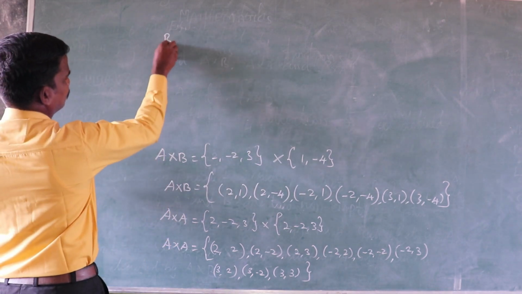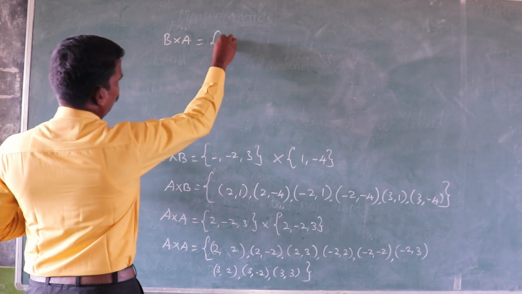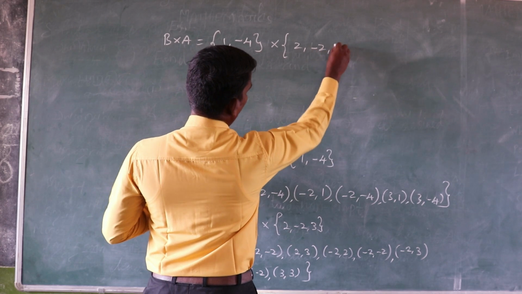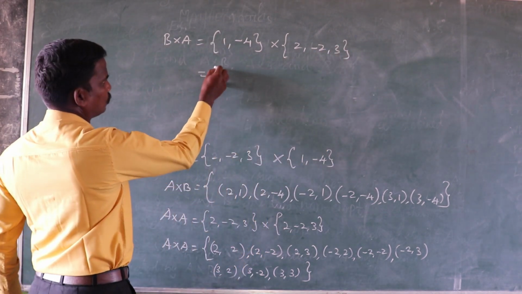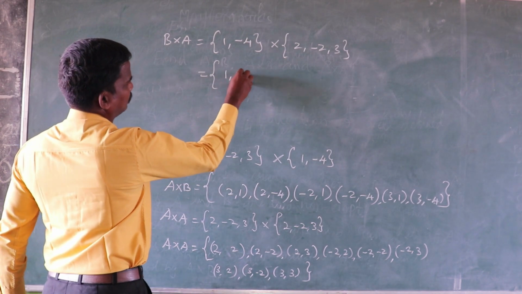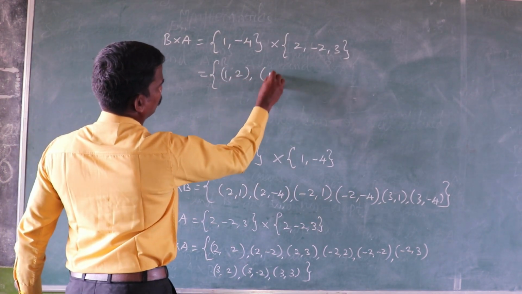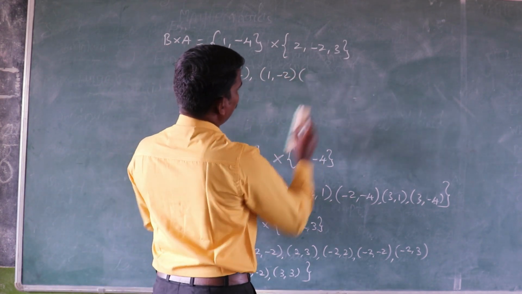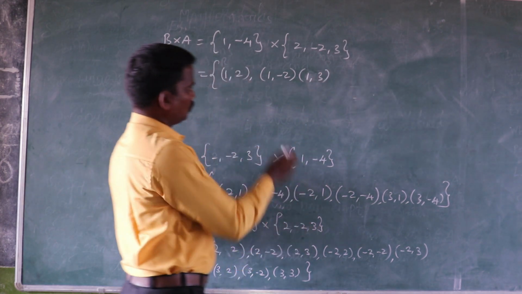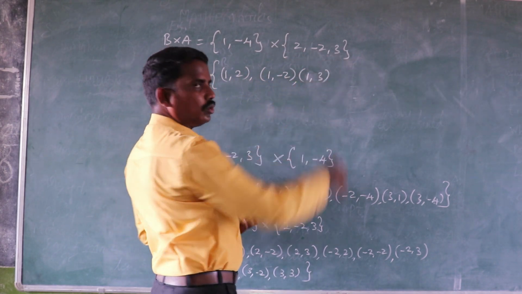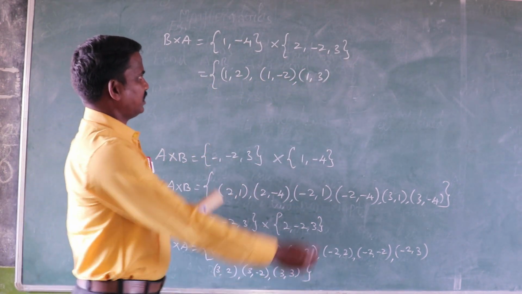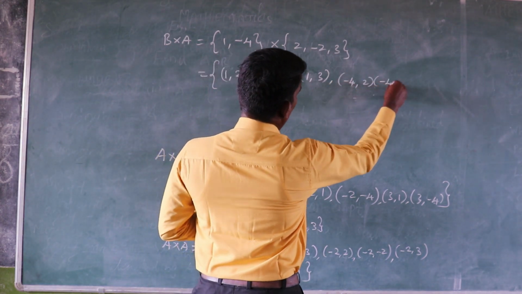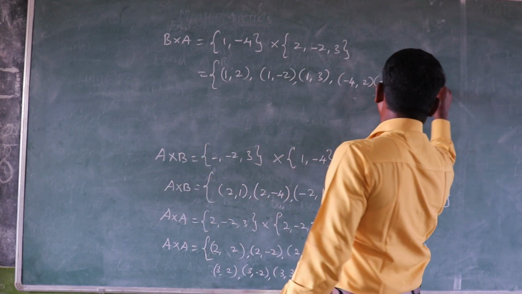So B cross A is, 1 minus 4 cross 2 minus 2 and 3. That is equal to 1, 2, 1 minus 2, minus 1, 3. So the first element is paired with the 3 elements in the second set. Now take the second element in the first set: minus 4 comma 2, minus 4 comma minus 2 and minus 4 comma 3.